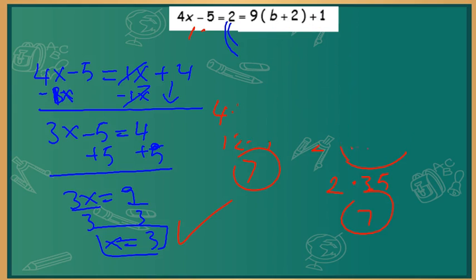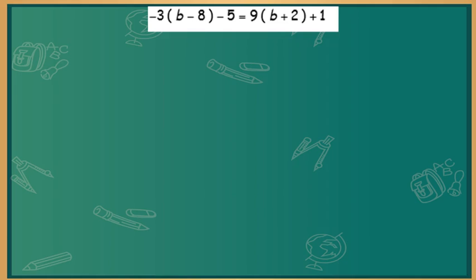So let's move on to the third problem. In this third problem, it turns out that we have 2 parentheses to deal with, one on each side. So let's do that. I'm going to distribute this negative 3 into this parentheses by multiplication. Negative 3 times b would be negative 3b. Then negative 3 times negative 8 would be positive 24, is equal to, actually not equal to, let's redo it again.